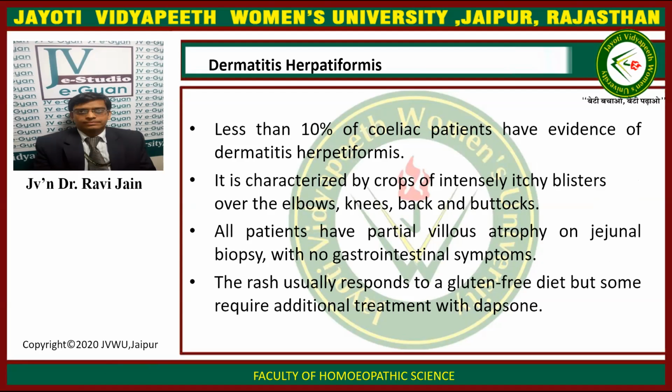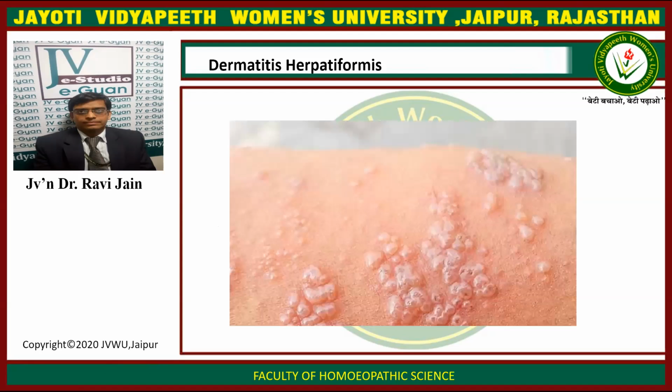There is another condition called dermatitis herpetiformis that occurs along with celiac disease. In less than 10% of celiac patients there is evidence of dermatitis herpetiformis. It is characterized by crops of intensely itchy blisters over the elbows, knees, back, and buttocks. All the patients have partial villous atrophy on jejunal biopsy with no gastrointestinal symptoms. The rash usually responds to a gluten-free diet, but some require additional treatment with dapsone. So dermatitis herpetiformis is also associated with celiac disease. So this is the picture of dermatitis herpetiformis.